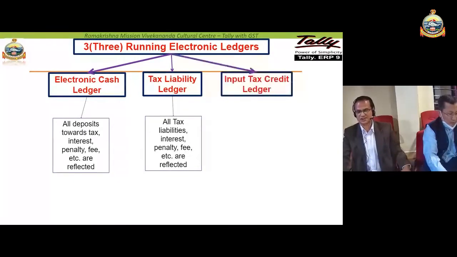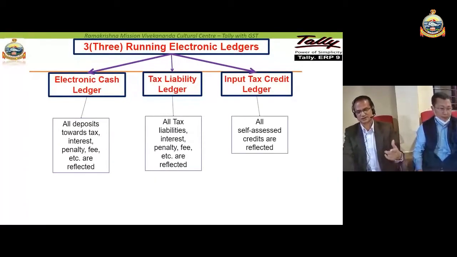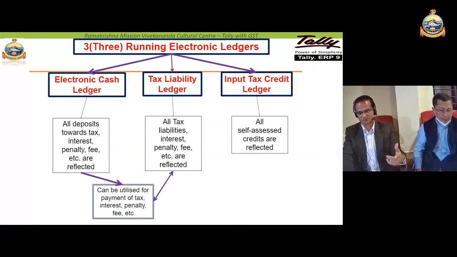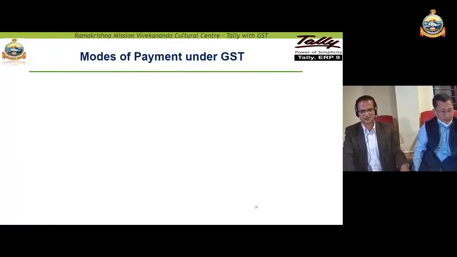There is another one which is called the input tax credit ledger. Whatever the taxable person has purchased against his GSTN number, the moment the supplier of the goods or supplier of the services submits his GSTR-1 return, the first return, then the receiver's input tax credit ledger automatically gets auto-populated. From here, this can be used for utilization of payment. All these things can be utilized for payment of taxes at the time of the submission of the return.